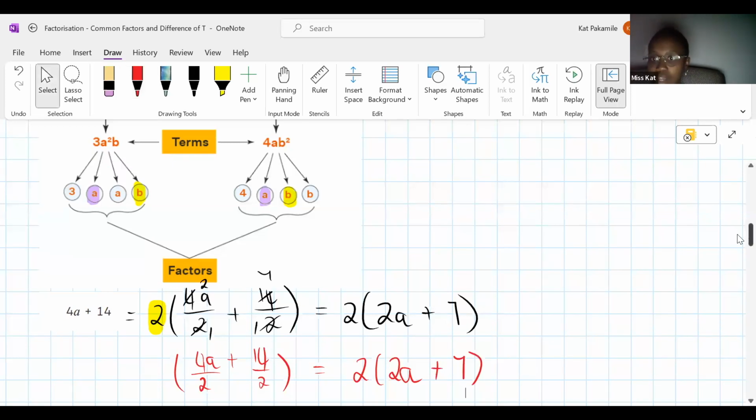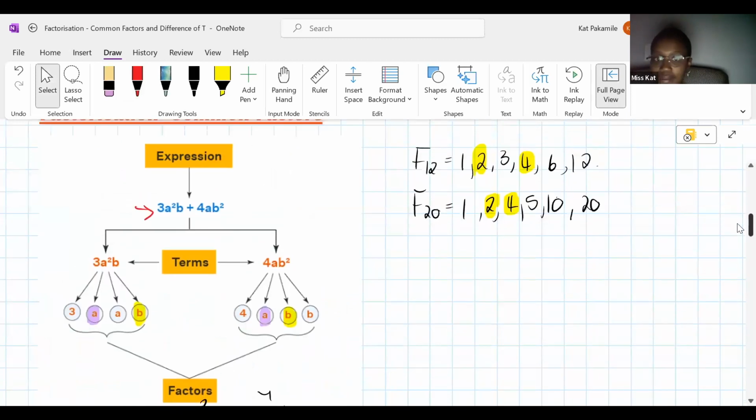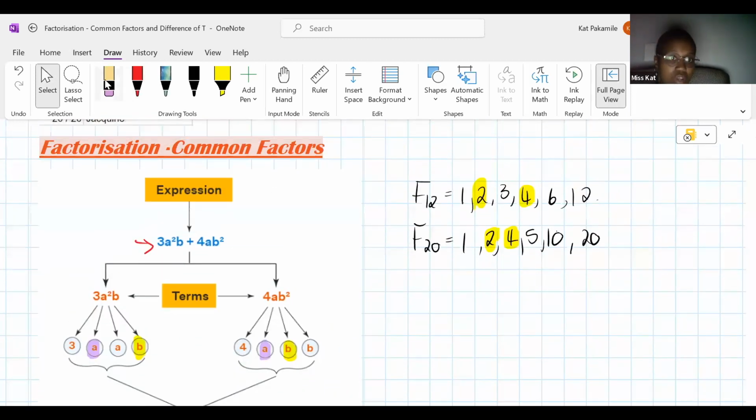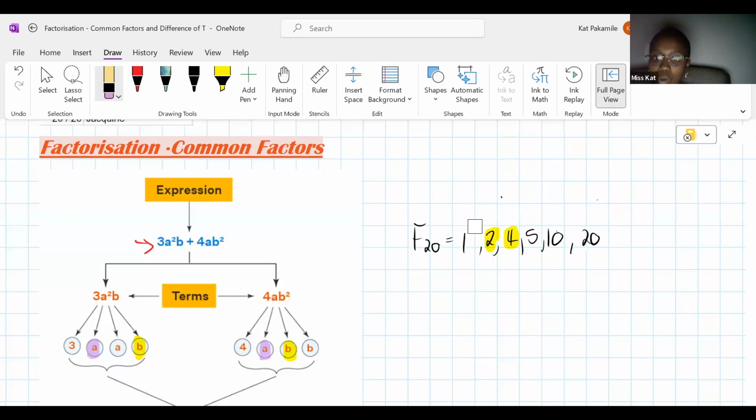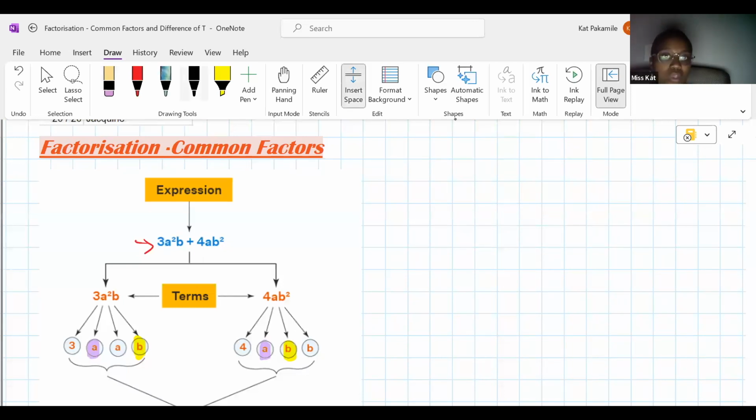Yes. Are you feeling better? Yes, ma'am. Okay, let's do more. And the more you do, the better you will get at it. As long as you get where we're going with this. Let's do some more. Okay, let me rewrite my new question. I said 2x plus 4y. Let us factorize that one.